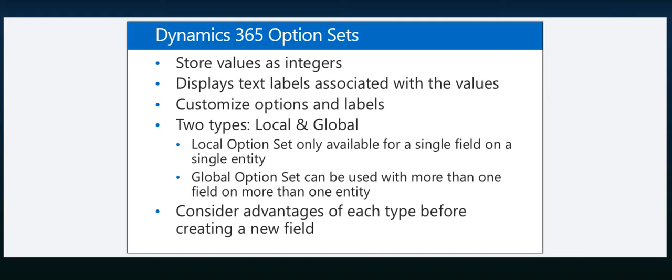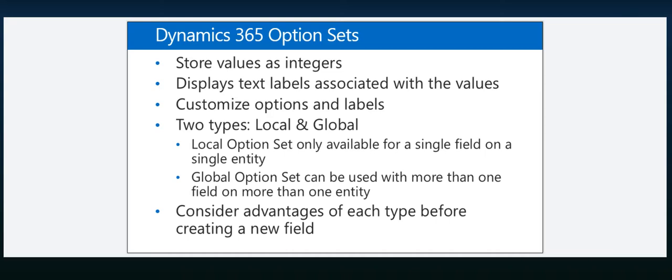So that means you can also have localized languages, for example, and different languages for the different values on the option set. So you can customize both the options, the integers, as well as the labels as needed. For the option sets, there are two different types: a local option set and a global option set. The term local option set is used when you create an option set that belongs to a single field on a single entity, and that is the only place that you can use that option set. You can't use it anywhere else.